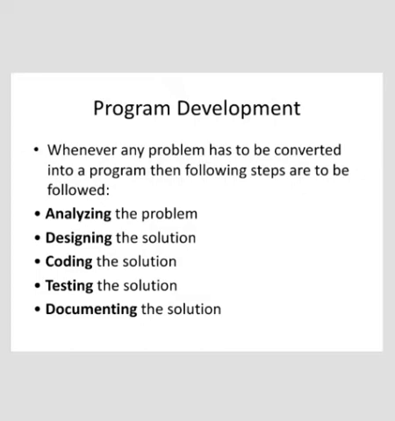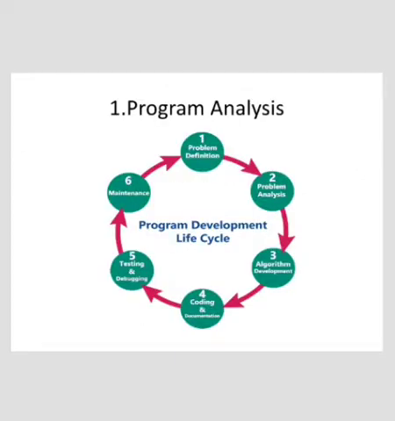Whenever any problem has to be converted into a program, its process has the following steps. The first is problem analysis, that is analyzing the problem. The second is design, that is designing the solution. The third is coding the solution. The fourth is testing the solution. And the fifth is documenting the solution. So this is the program development life cycle.